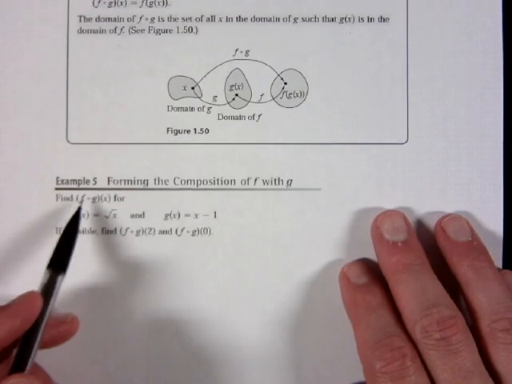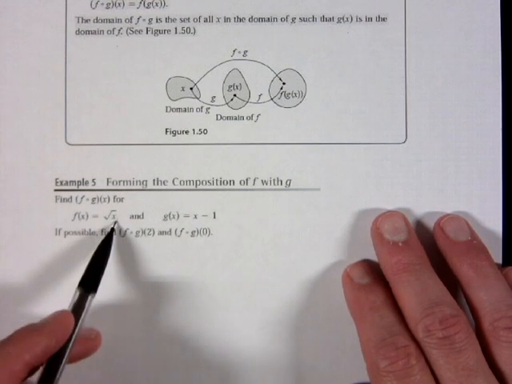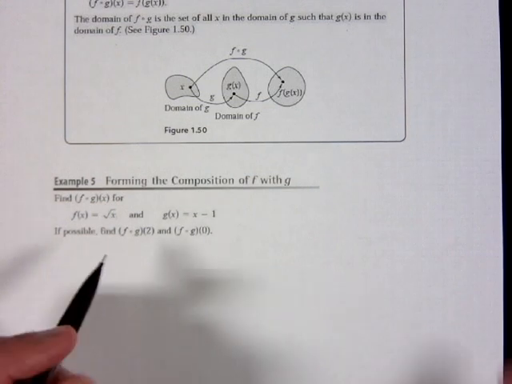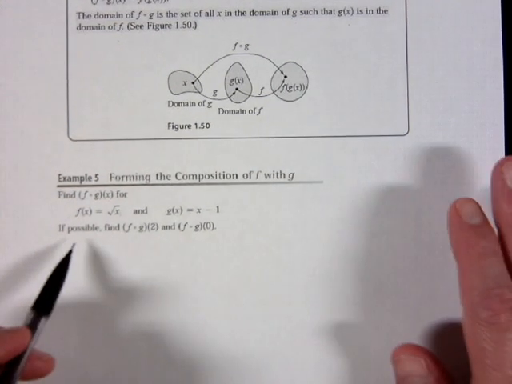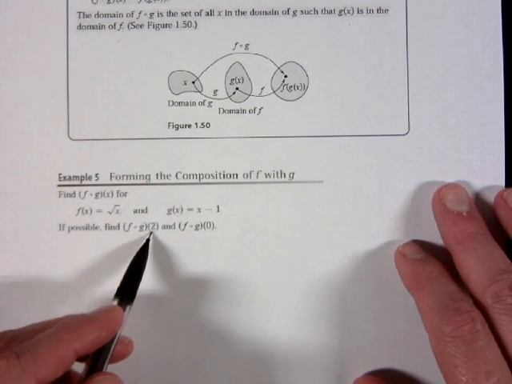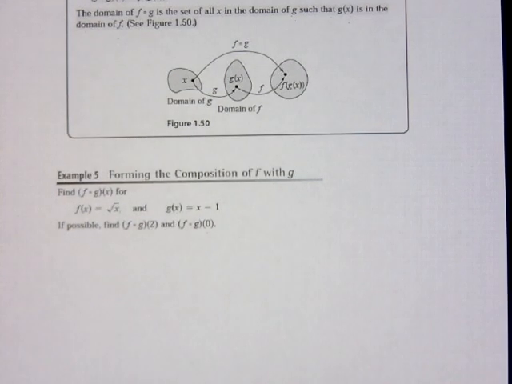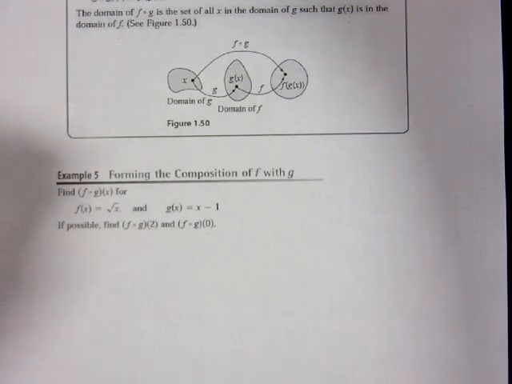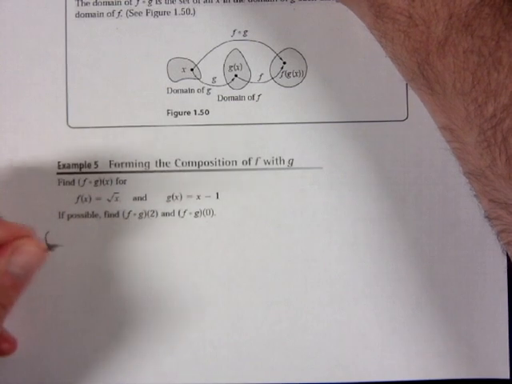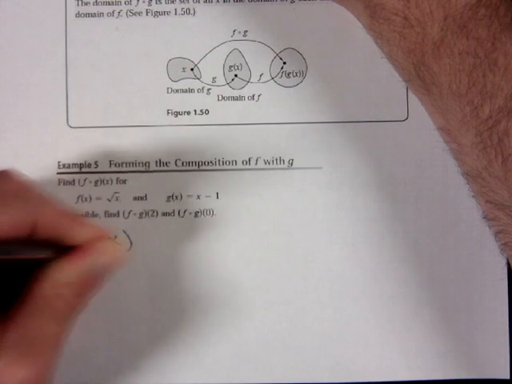So I want to find f of g of x. My f function is defined as the square root of x, and my g function is defined as x minus 1. So they're asking me to do two things. I want to find f of g of 2 and f of g of 0. The first thing that I want to do is see what the composition of the two functions would actually be. So I need to figure out what f of g of x would look like.